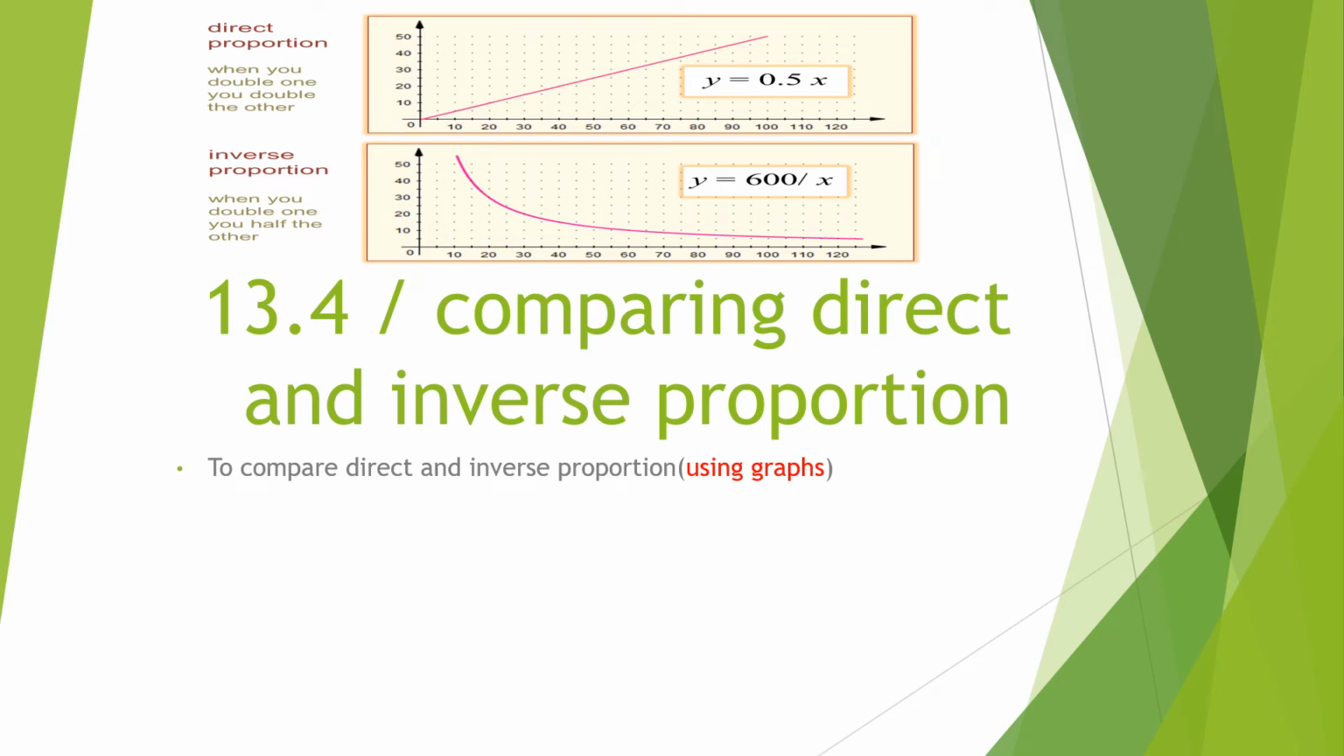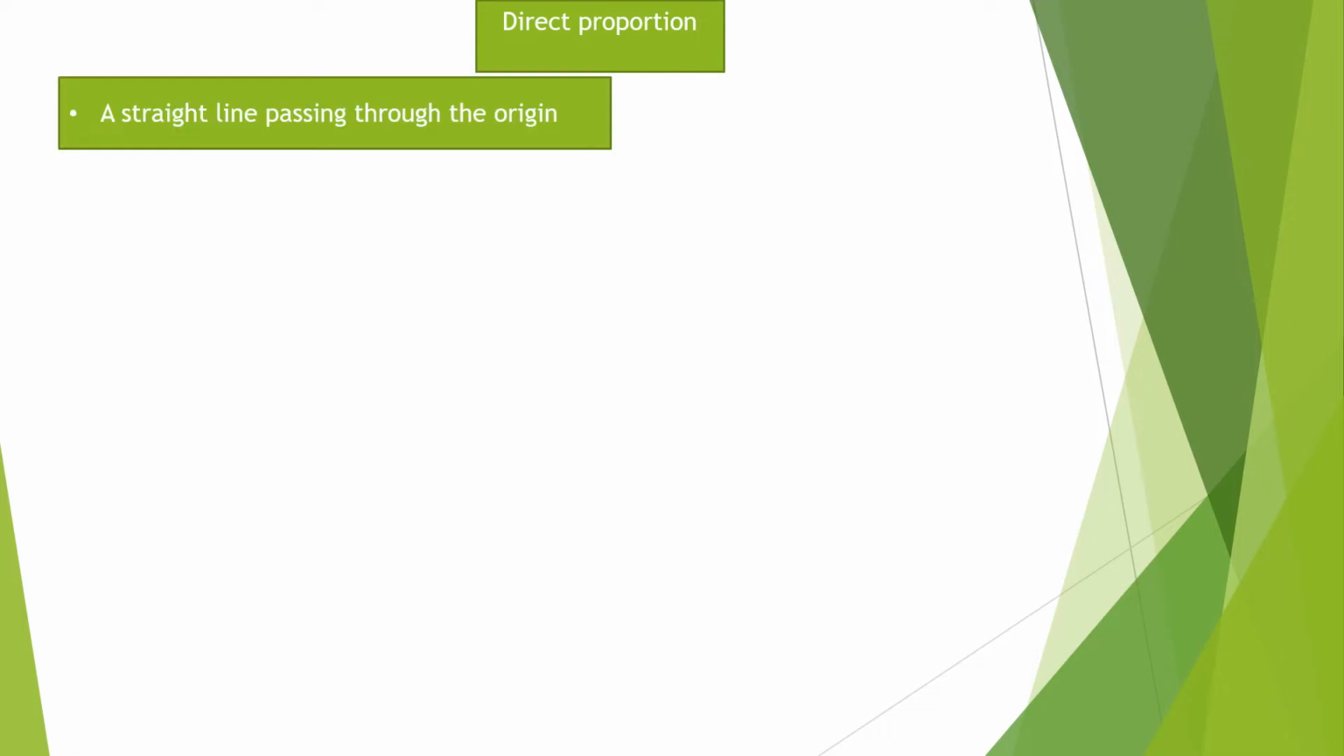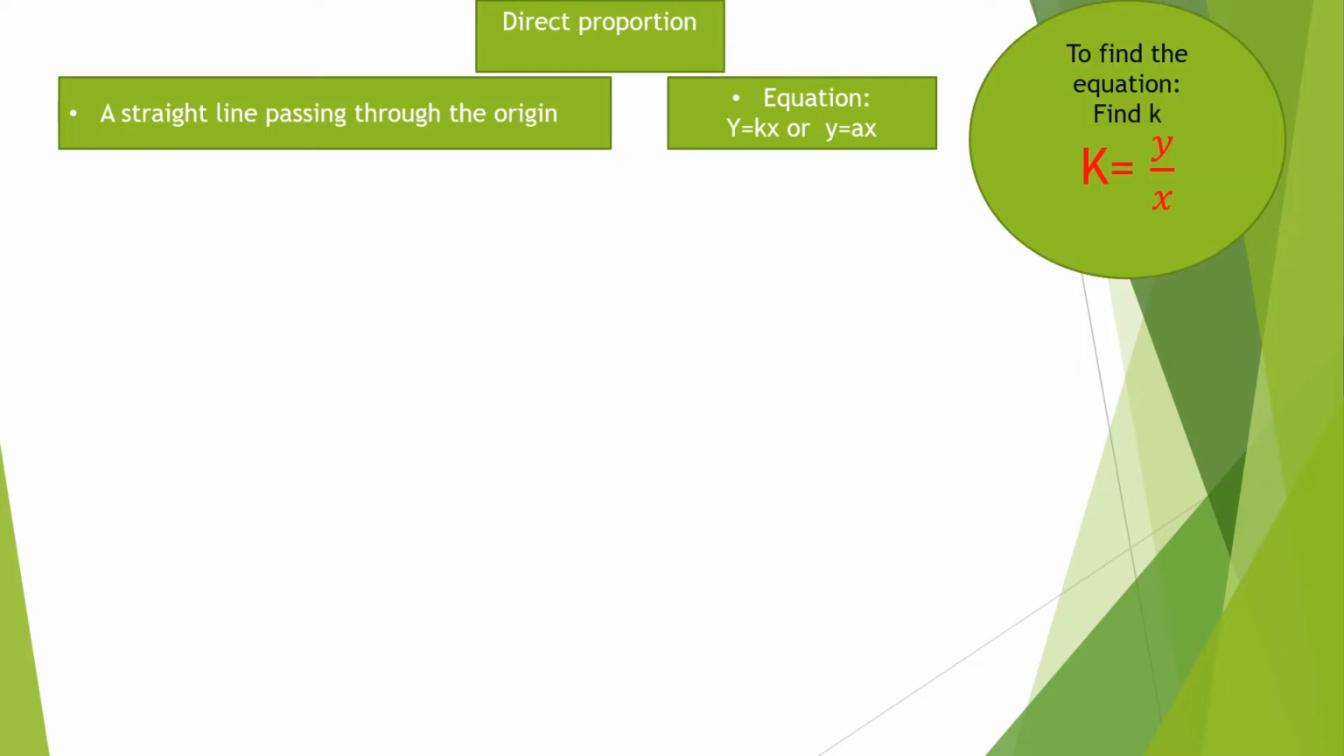Good morning, students. Today our lesson is to compare direct and inverse proportion using graphs. This picture is just a reminder and I will discuss it later. Remember, what do we remember about direct proportion? It's a straight line passing through the origin. That's about its graph. And its equation is y equals kx, or y equals ax, or any letter where k or a is the constant number. Don't forget that when you have to find the equation, we have to search for k, which is the constant number of proportionality, which is equal to y over x.